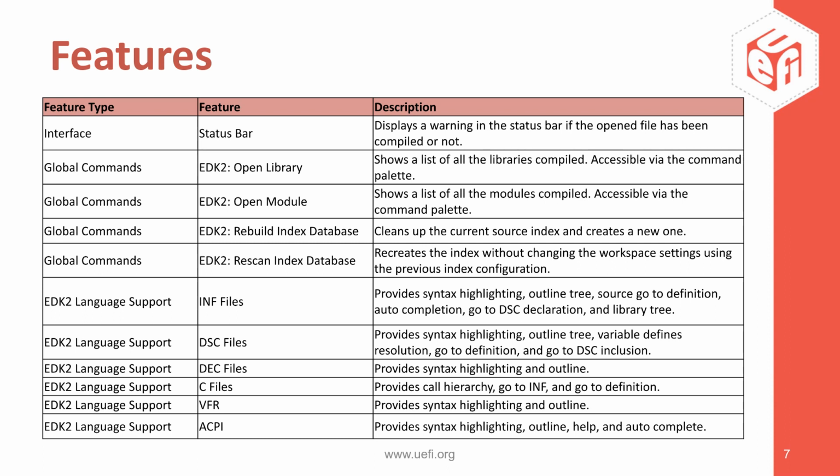You can rebuild the index from scratch or just update the index in case something was changed and you want to use the previous configuration. Also, it will add the support for the different EDK2 file types. So I added support for the INF, DSCs, etc. All the files. That means that it will have the syntax highlighting and it will show the outline tree. This part has already been done by a couple of other extensions that I have seen, that have the syntax highlighting and the outline of the file.